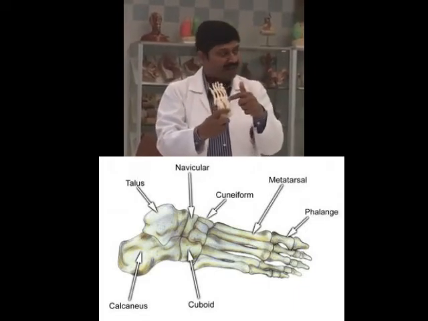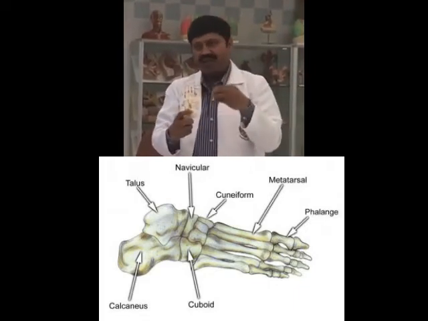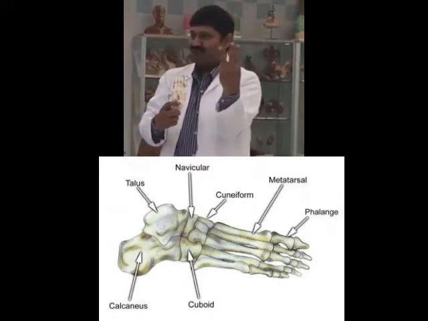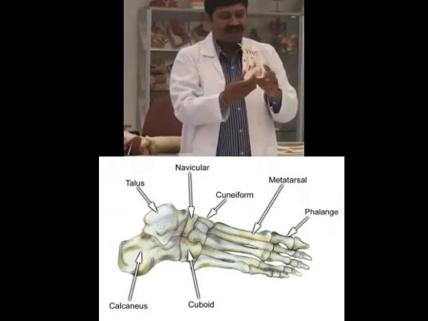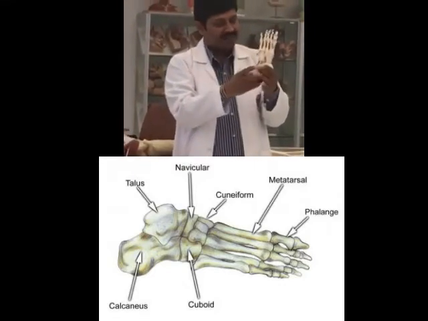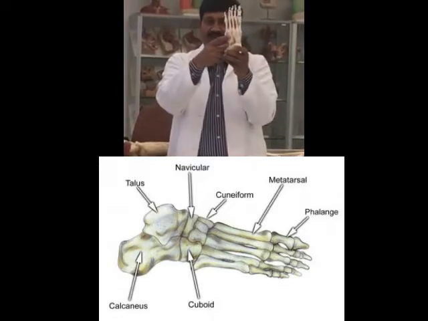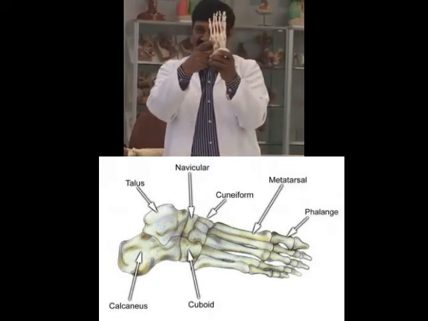Medial, intermediate, lateral cuneiform. You should remember that there are three cuneiforms. Clear? And then still lateral to it, you will find a cube-like bone. We call it cuboid.